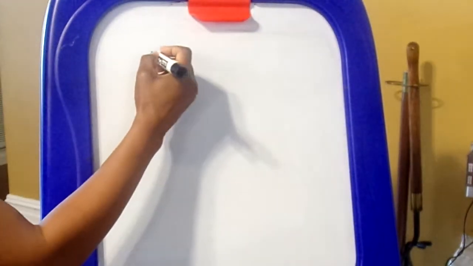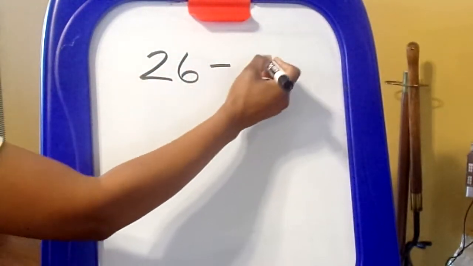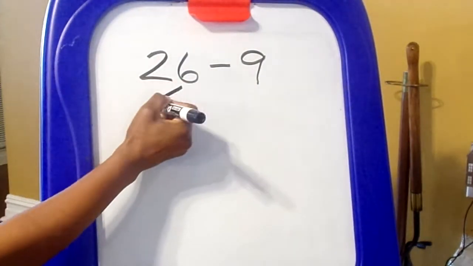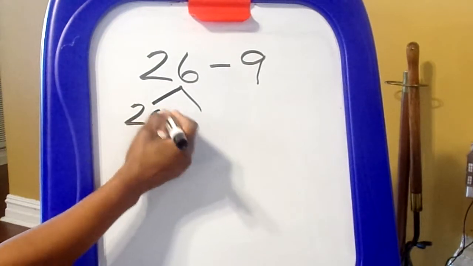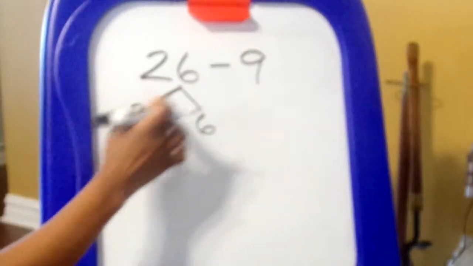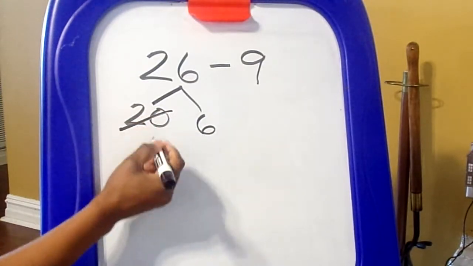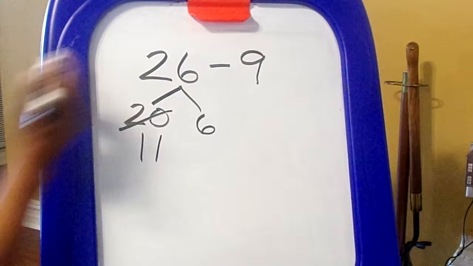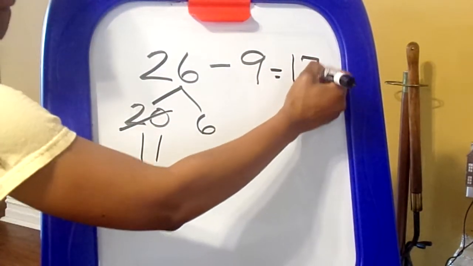Demonstrating that again, if I have 26 minus 9, instead of taking 10 out, I could just break 26 into 20 and 6. Take the 9 from the 20, have 11, and then 11 and 6 gives me 17.